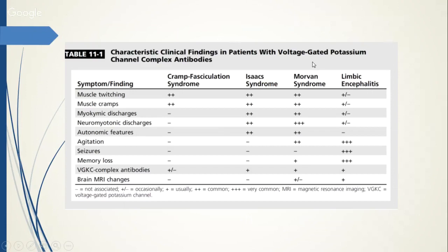So over here, just a little table that shows the different signs and symptoms with each syndrome. Isaac syndrome differs from cramp fasciculation in that they have the myokymic discharges and neuromyotonic discharges, as well as the autonomic involvement. But in Morvan, it's just about the same, except it also has encephalopathic agitation or delirium. And of course, they all have voltage-gated potassium channel antibodies, and mostly you don't really see anything in the brain.